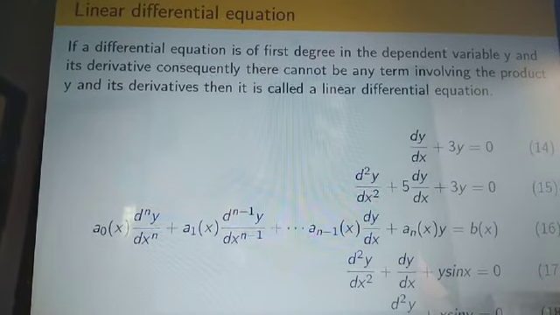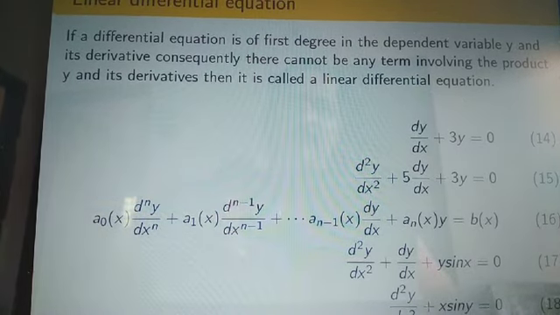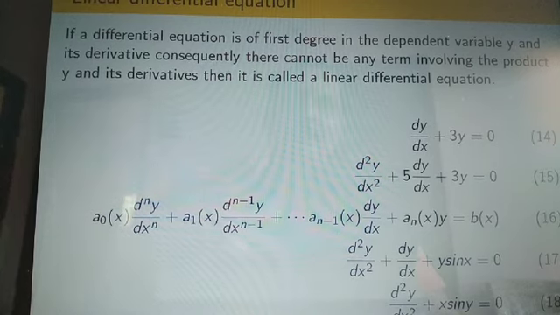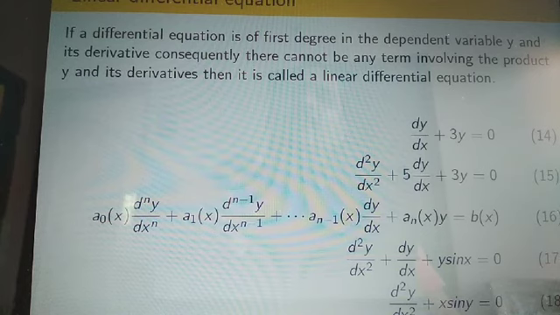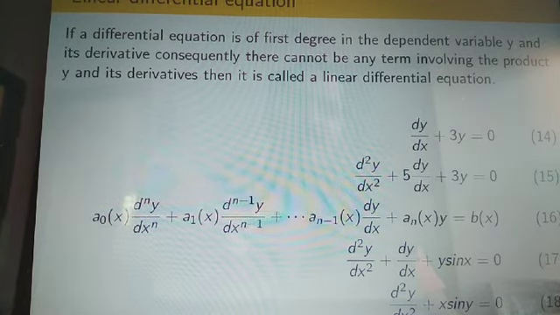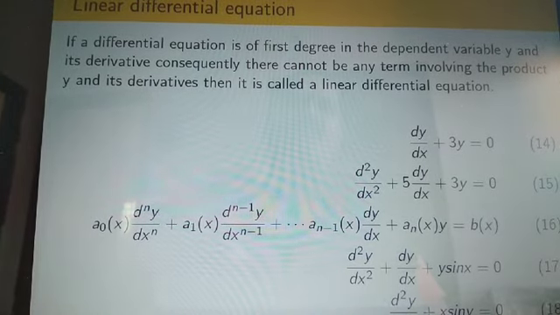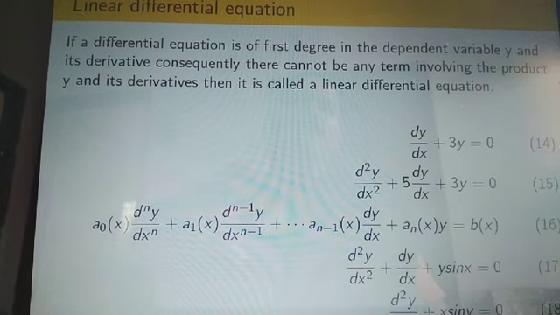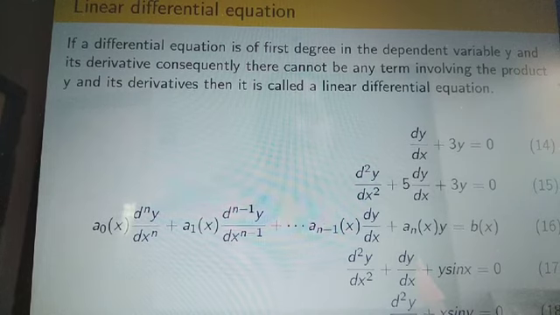Now if we follow this example, then we can easily clarify whether a differential equation is linear or not. First one, equation number 14, dy/dx plus 3y. This is the simplest one, a first order ordinary differential equation, and it is linear because there is no product of the dependent variable and the derivatives.